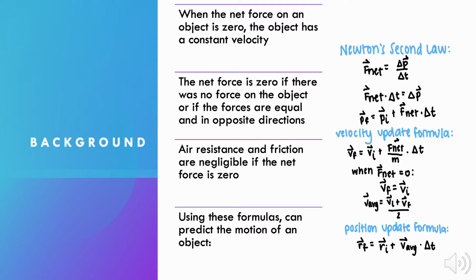Let's look at some background information. When the net force on an object is zero, the object has a constant velocity. This is from the velocity update formula, which is derived from Newton's second law. When net force is equal to zero, the final velocity and initial velocities are equal and are therefore constant. We can also predict the position of an object using the position update formula, which is also derived from Newton's second law. When the net force is zero, we can also say that air resistance and friction are negligible.